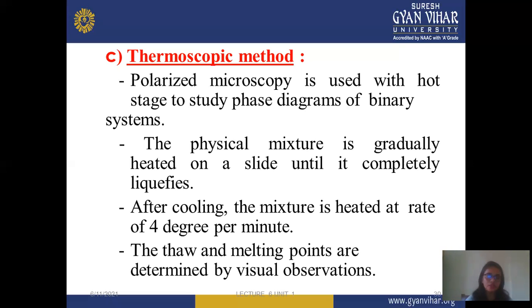It means you increase the temperature by 4 degrees Celsius every minute, and after this heating you use the thaw or melting point to determine by visual observation. No specific machine or instrument is used. The visual observation takes place after this heating.